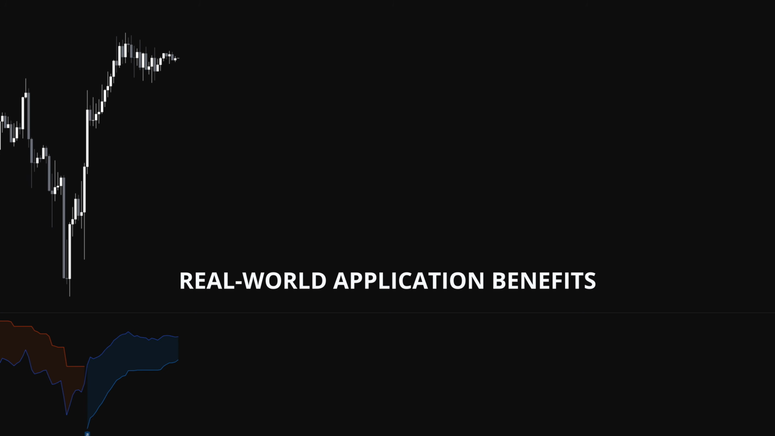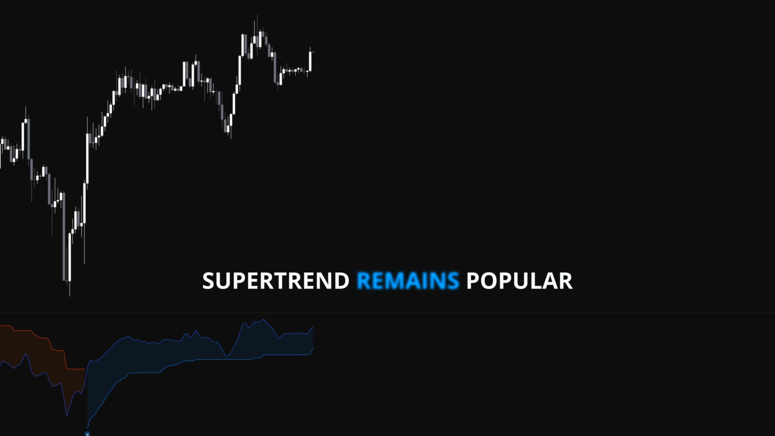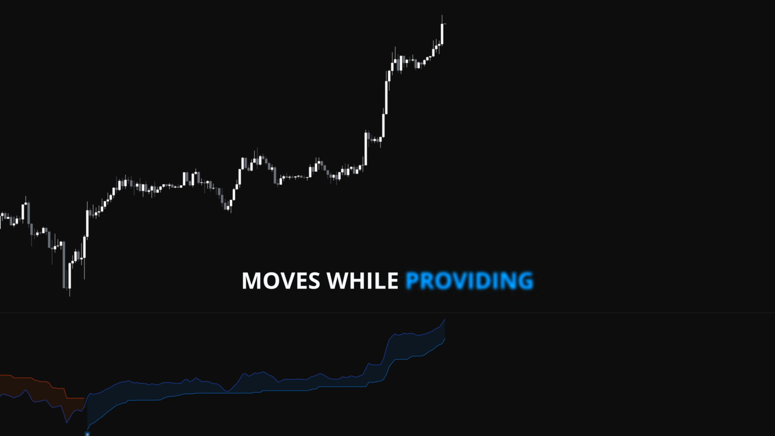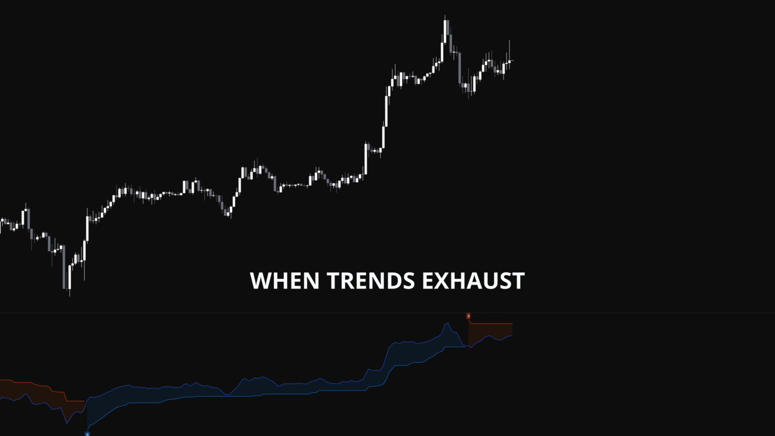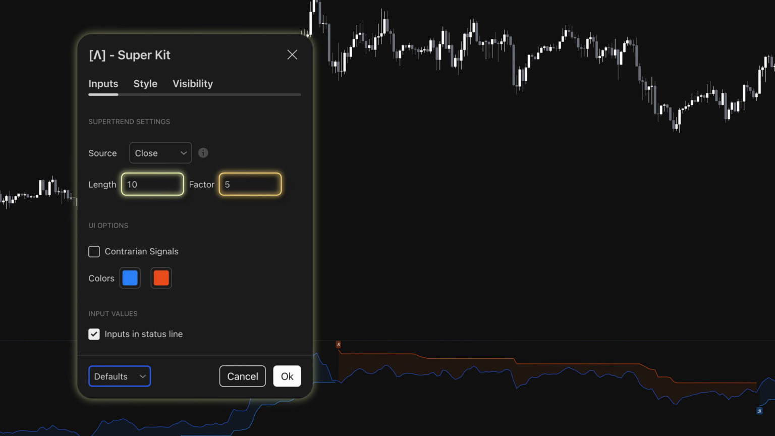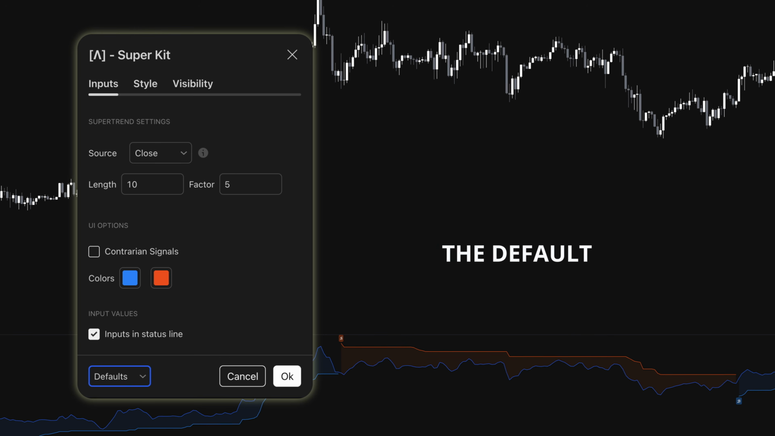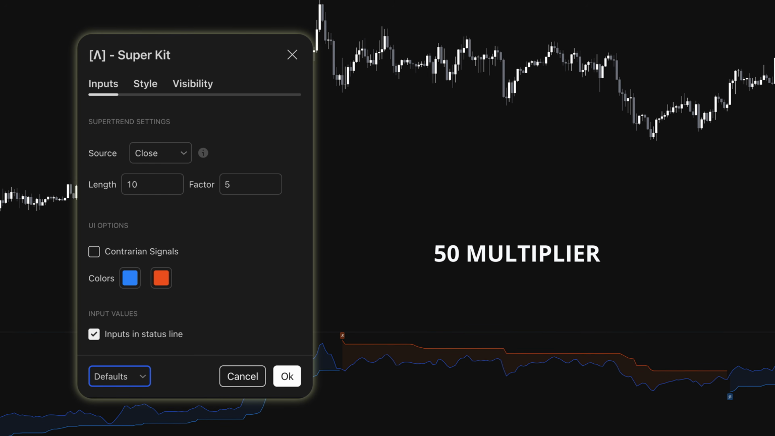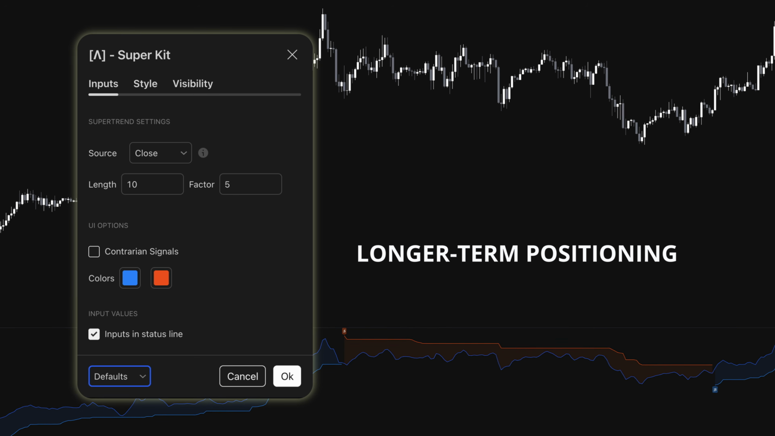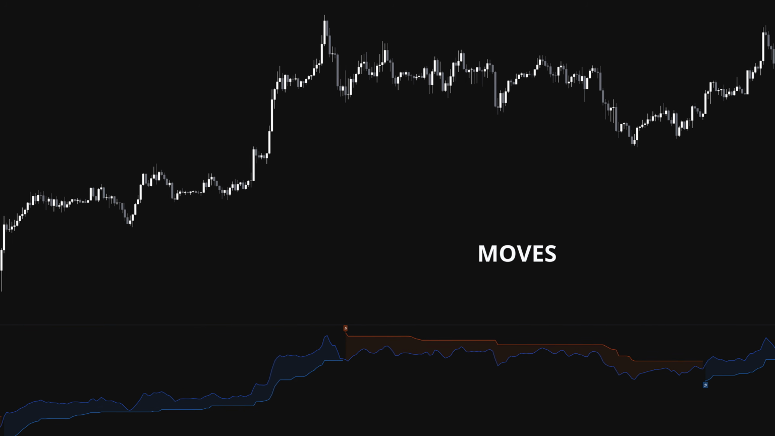Real-world application benefits from the indicator's clean implementation of a proven concept. SuperTrend remains popular among swing traders for its ability to ride extended moves while providing clear exit points when trends exhaust. Customization covers essential parameters: ATR period length, multiplier factor, contrarian signal toggle, and color preferences. The default settings of 10 period length with 5.0 multiplier create relatively wide bands, suited for longer-term positioning, though shorter timeframes typically require tighter parameters to capture meaningful moves.